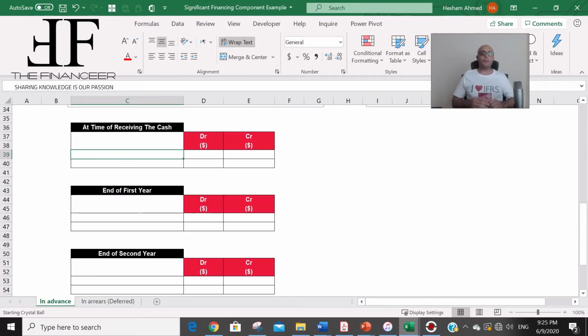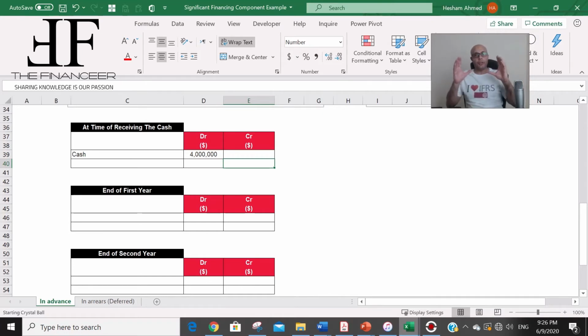Let's do the first entry, at the inception of the contract. Now, the customer is going to pay the company today. Okay, so the customer is going to pay cash. So the company should recognize cash received. So this cash that the company is going to receive from the customer, how much is it? The customer is going to pay $4 million. So this will be the cash that the customer is going to pay. And at the same time, the company received cash for something the company didn't deliver yet.